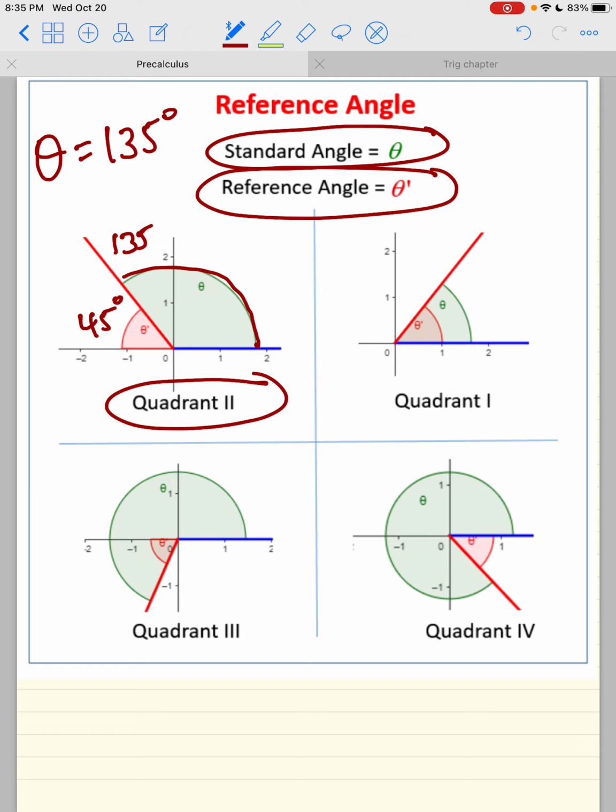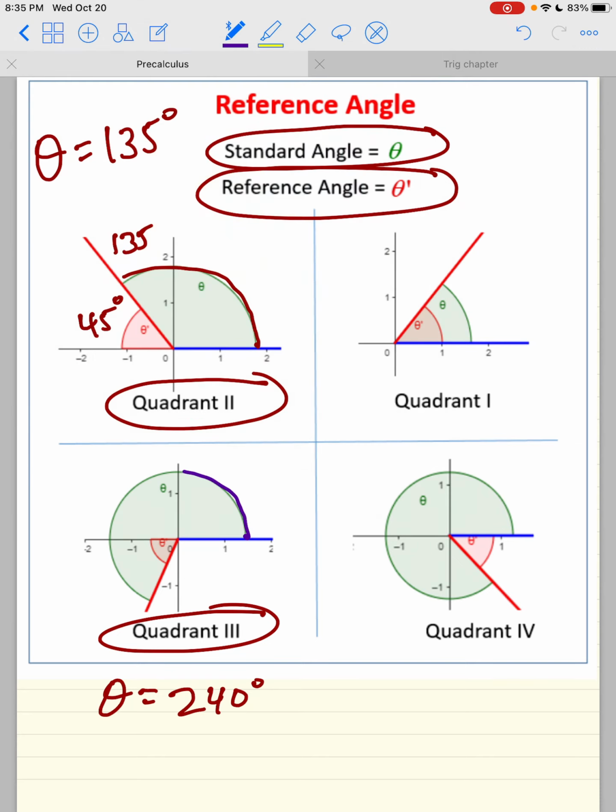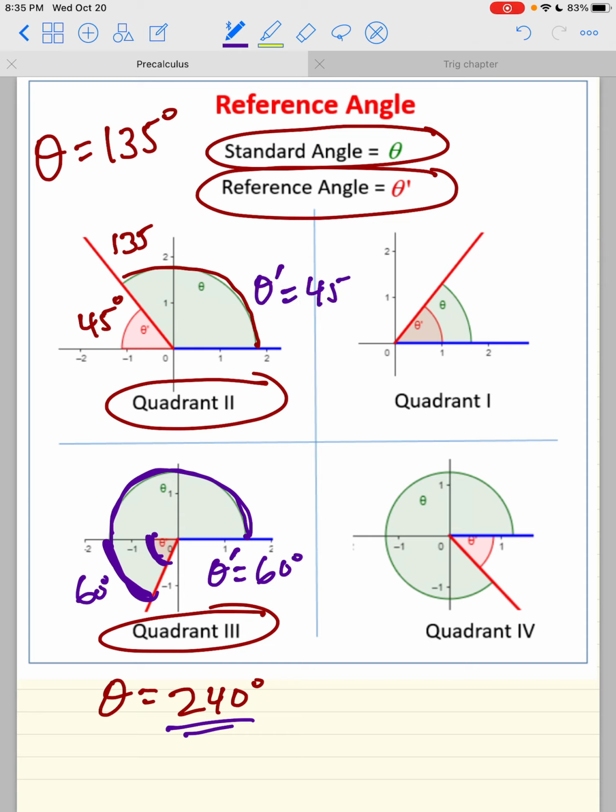I'm going to pretend that this here in quadrant 3 is the standard angle is going to be 240 degrees. Great. So what does that mean? It means you're going to go around 180 and then how much more? 60, right? Because 180 plus the 60 makes the 240. You know what that means? That means this piece and this piece right here are the same. So that means the reference angle is 60. That means I'm going to say prime. The reference angle is 45.